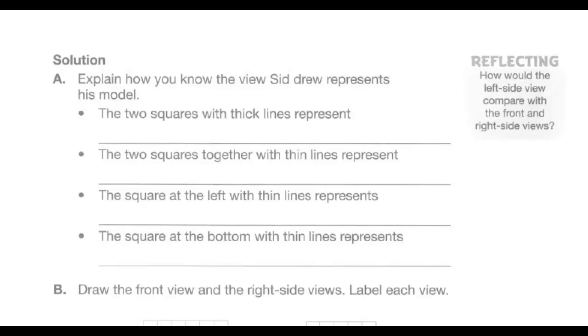It says, explain how you know the view Sid drew represents this model. Well, the two squares with thick lines represent the tall, I'll call it the tall tower. Yeah, so the highest blocks.